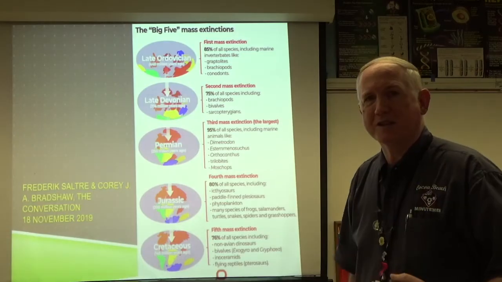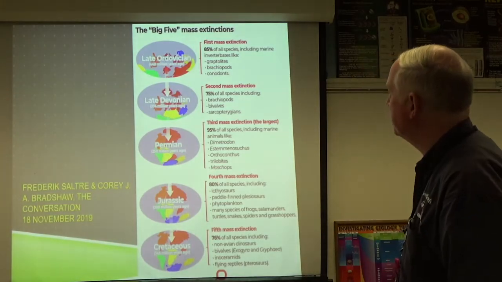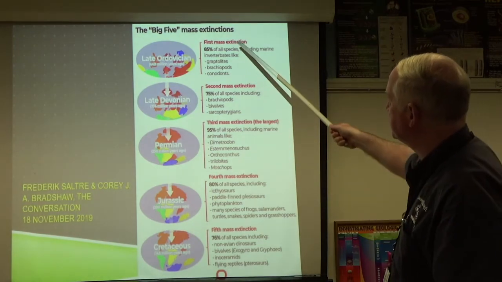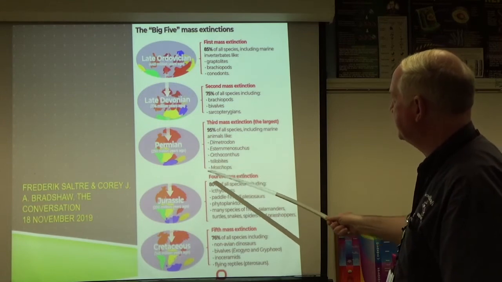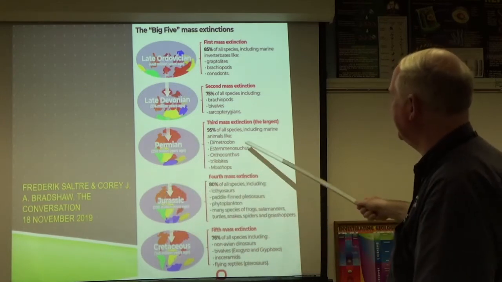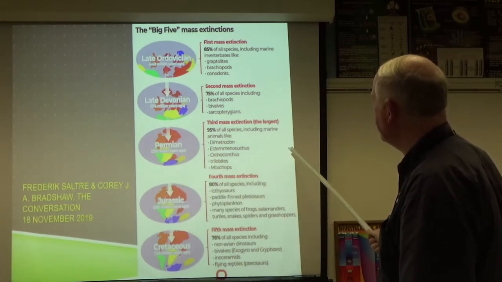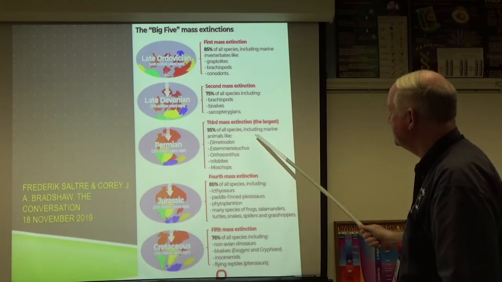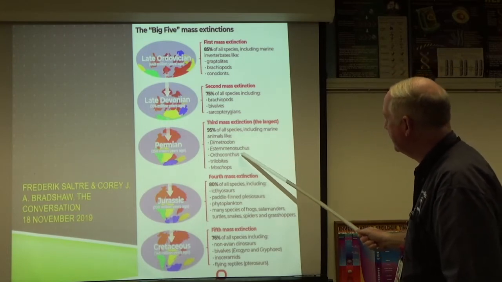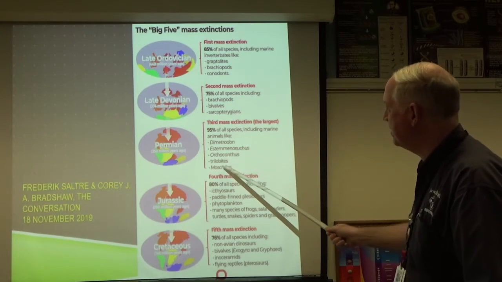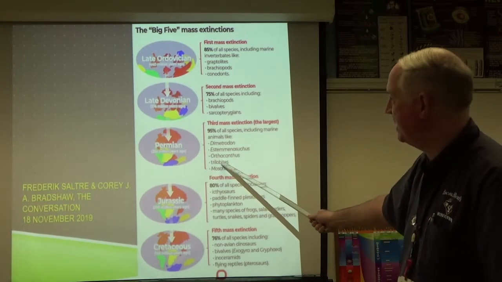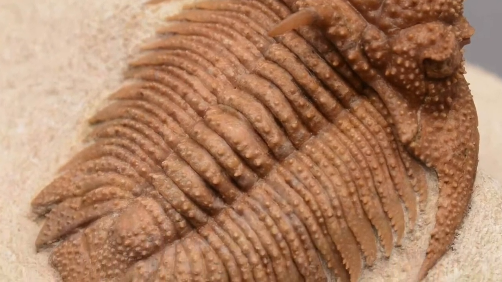Okay, this chart's a little more clear and also shows the extinctions and gives some good information about them. I'll read to you about the Permian because it's the most exciting. 95% of all species, including marine animals, died, like Dimetrodon and a whole bunch of other things that are kind of hard to pronounce, and one that's easy to pronounce, trilobites. This is what took out the trilobites.